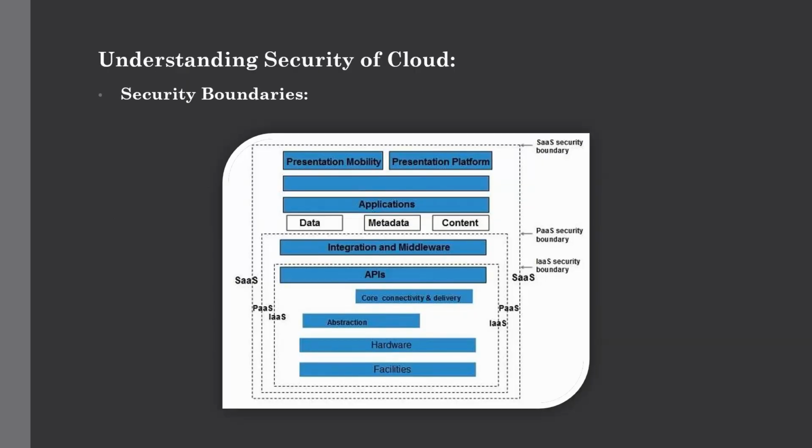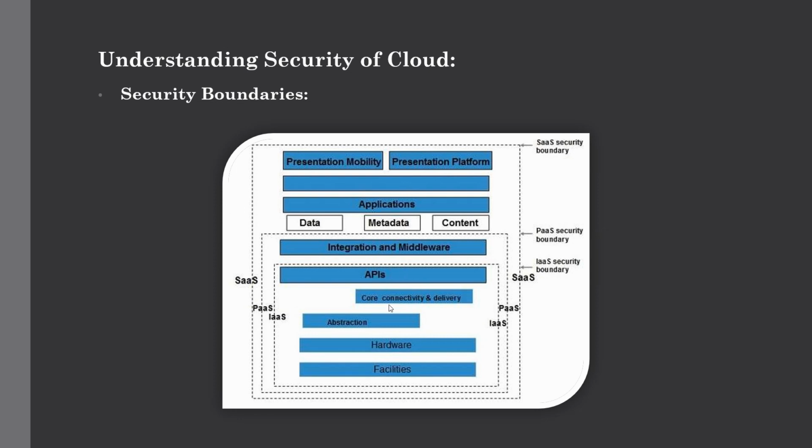Now we will understand the security of the cloud, and the first topic will be security boundaries. A particular service model defines the boundary between the responsibility of the service provider and the customer, which is also known as shared responsibility. The Cloud Security Alliance, also known as CSA, has a stack model which defines the boundaries between each service model and shows how the different functional units relate to each other. The following diagram shows you the CSA stack model.